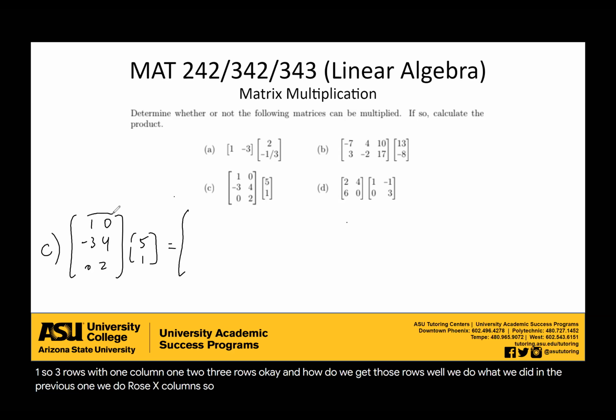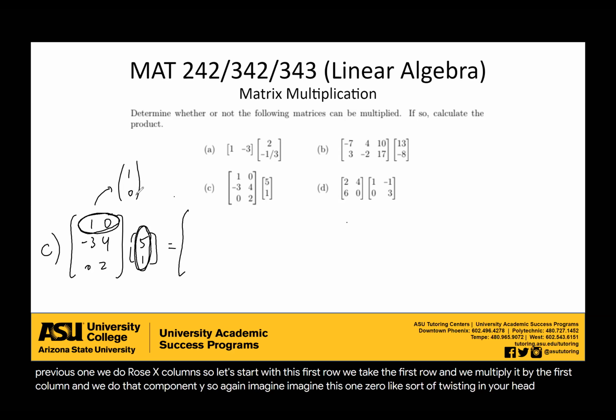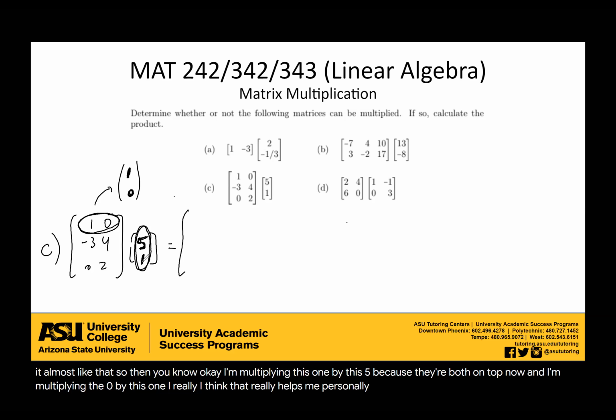So let's start with this first row. We take the first row and we multiply it by the first column. And we do that component-wise. So again, imagine this 1, 0 like sort of twisting in your head. Think of it almost like that. So then you know, okay, I'm multiplying this 1 by this 5, because they're both on top now. And I'm multiplying this 0 by this 1. That really helps me personally, imagining twisting in space. And then I just multiply across.